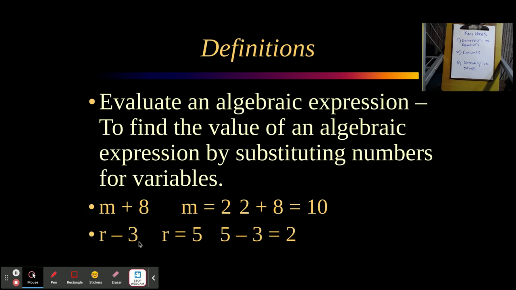There's another example of this saying, this is the expression r minus 3. This is the part that you're going to be given in the direction. They're going to tell you that r equals 5 to evaluate. That means to plug in 5 to where r is, and that's this part right here. 5 minus 3 equals 2.